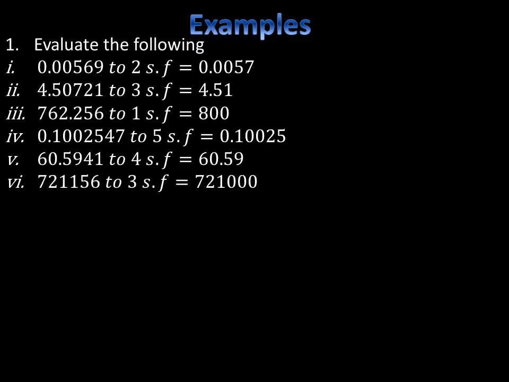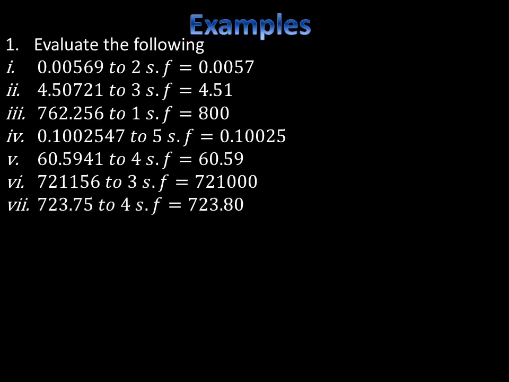The sixth question says 721,156 to 3 significant figures. 7 is a digit, 2 is another digit, and 1 is another digit, making it 3 digits. But what comes after 1 is 1. We can't round that off to 1 because it is lower than 5. So here what we are going to do is round everything that comes after the first 1 to 0. So we have 3 significant figures, which are 7, 2 and 1. So we have the answer to be 721,000.